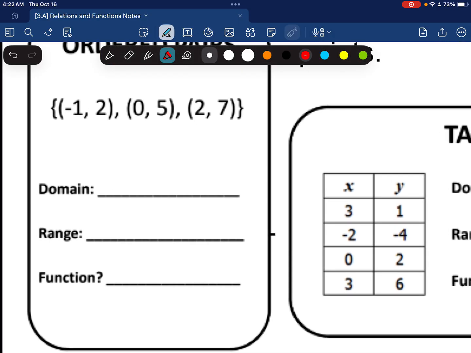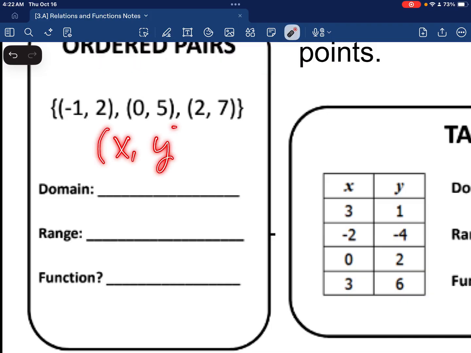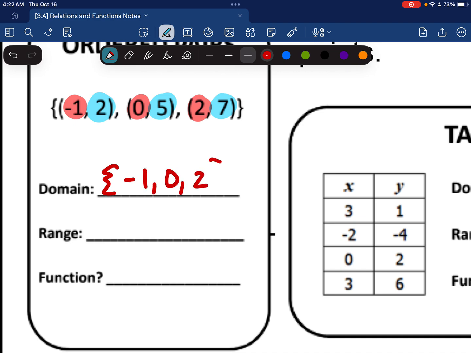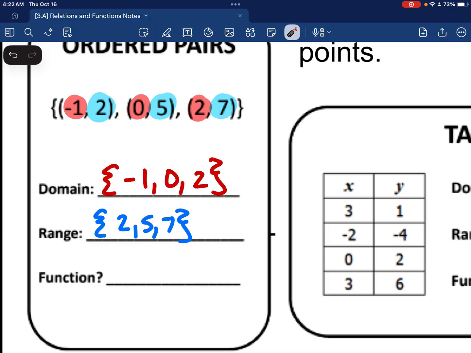Alright, so in an ordered pair, right, that goes x, y. So I'm highlighting all my x's red and all my y's blue. So my domain here is -1, 0, and 2. And my range is 2, 5, and 7. And we put these little curly brackets around it just to say, like, hey, I'm talking about these numbers. Okay? It's called a set. So I'm saying it's this set of numbers. And that's the entirety of it.